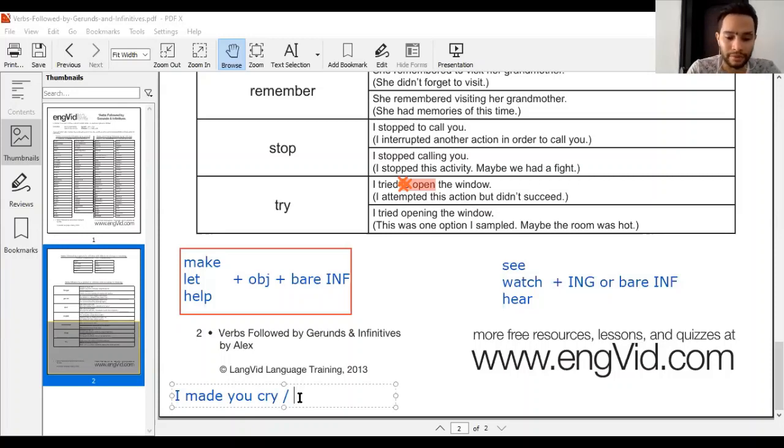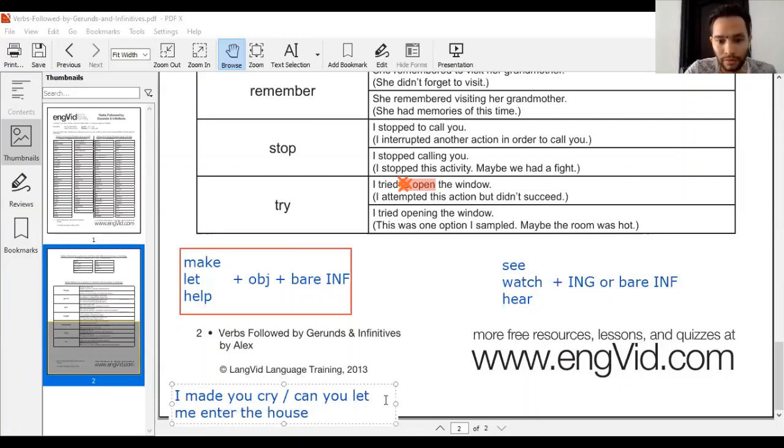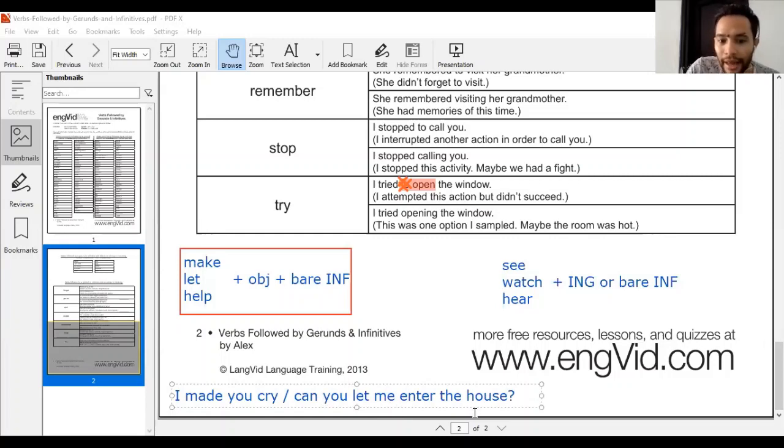Same with let. Here, with let. Like this. Can you let me enter the house?